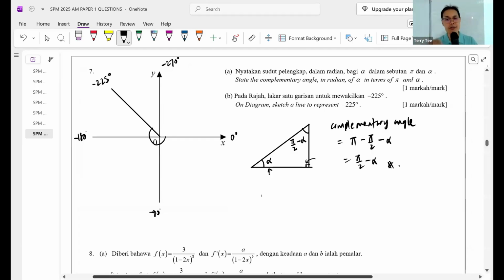The question didn't even ask you to find the reference angle. Just ask you to sketch, right? Negative 225.